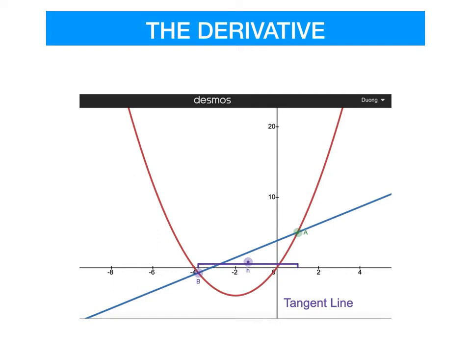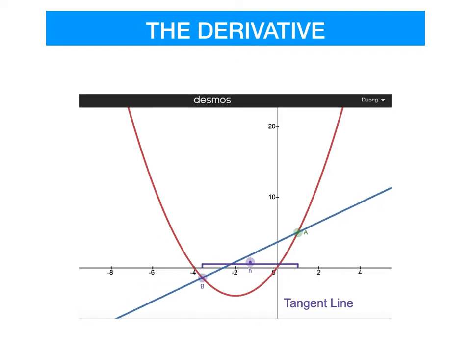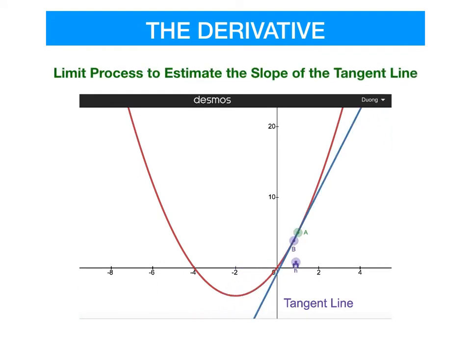So we start this process by picking a point on the graph, let's say b. Notice that the horizontal distance between a and b is h. So we move point b closer to a, and we see that the distance h gets closer to 0. At some point when h is almost zero, the secant line AB looks almost the same as the tangent line at A.